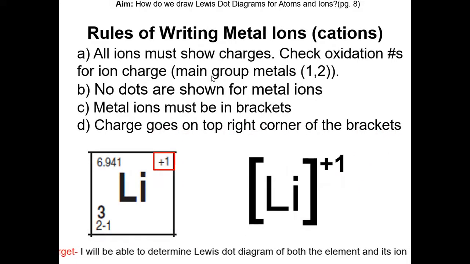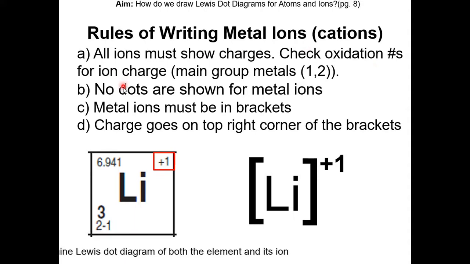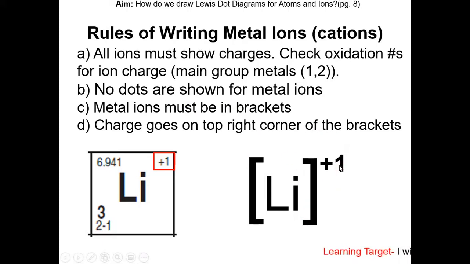For metals, they have similar rules. All ions must show charges, so lithium is +1. Check the oxidation number for the ion charge. You can only do this for group 1 and 2 metals. Okay, I'll explain why that's the case in the future. No dots are shown for metal ions. Metal ions must be in brackets, and the charge goes on the top right corner of the bracket.